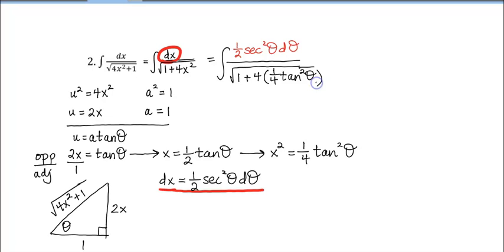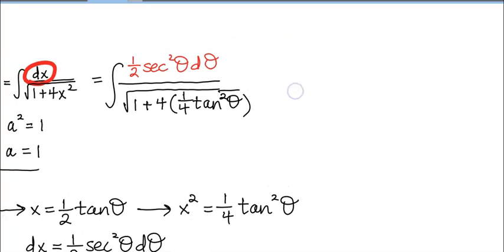Okay, so we've done the substitution. We now have the integral only in terms of theta. Ideally, at this point, we should be able to simplify this integral and be left with something that we can integrate. I'm going to go ahead and pull the 1/2 out in front of the integral. I'm left with a secant squared theta in the numerator with a d theta.